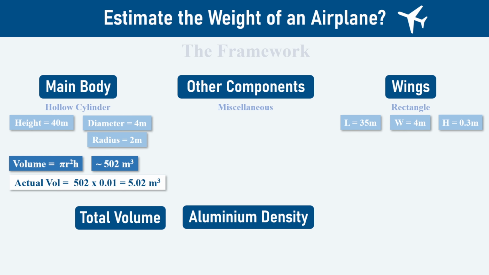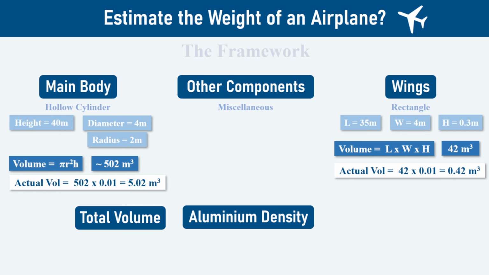Now we calculate the volume using the formula length into width into height and we get around 42 meters cubed. But the wings are also hollow, and considering them to be only 0.01 meters thick, we get the actual volume as 0.42 meters cubed.